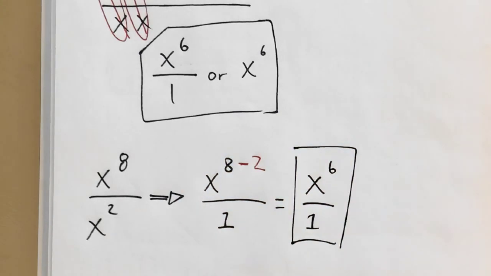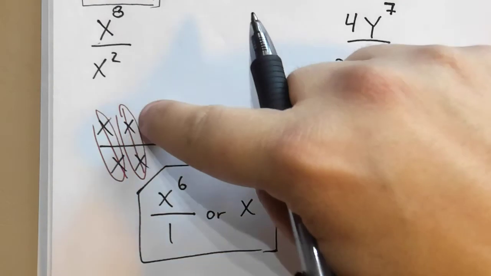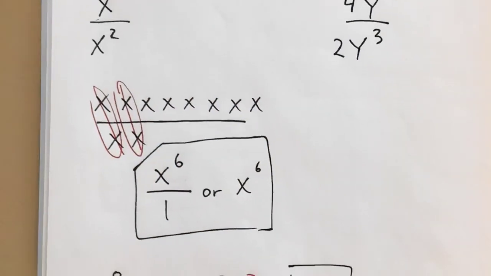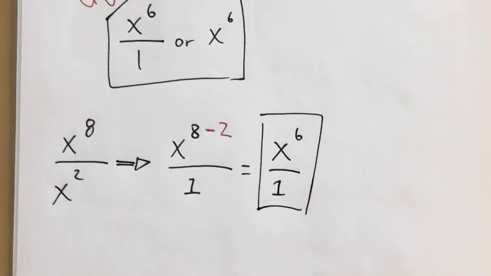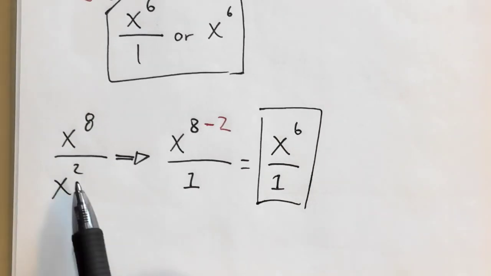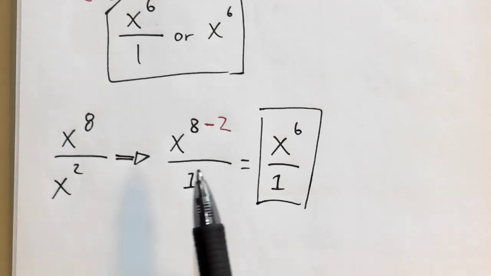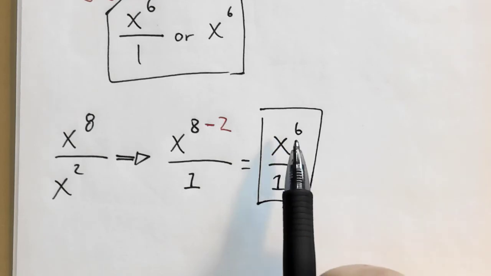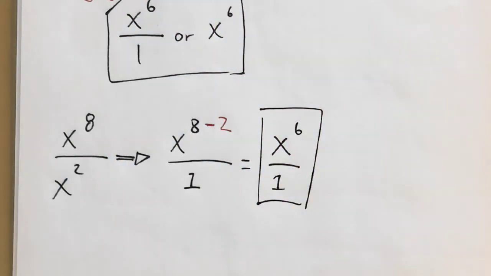So whichever way works. If you like the method where you cross out what's the same, and you realize that you're left with 6 on the top, that'll work. Or if you want to use this exponent rule and realize, hey, wait a minute, there's a 2 on the bottom, there's an 8 on the top, this can be turned into a negative 2. This would be 8 minus 2, which turns into 6. So you'd get x to the 6th. Either way, both of these are correct, whichever way works for you.